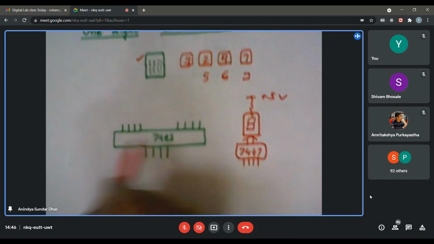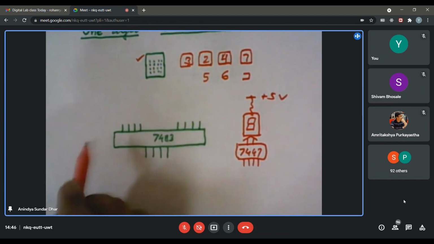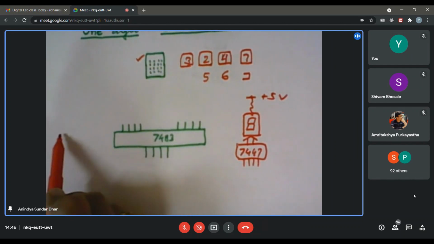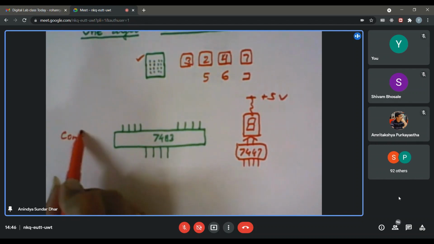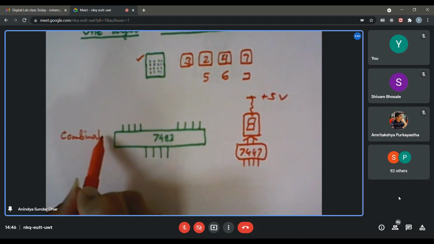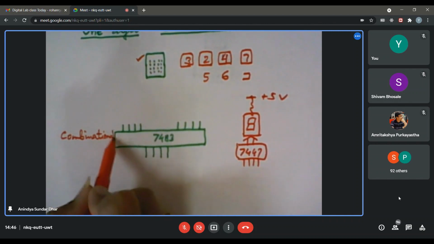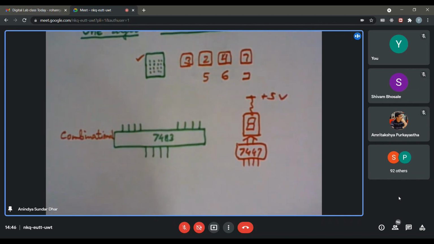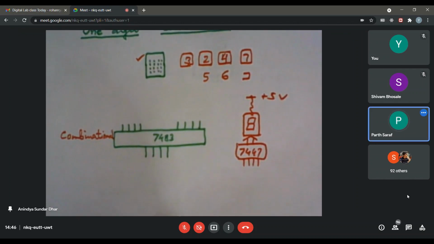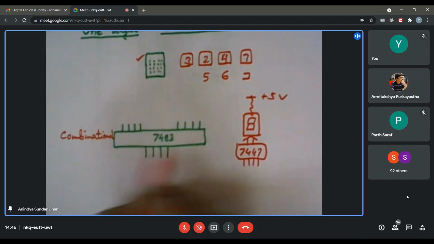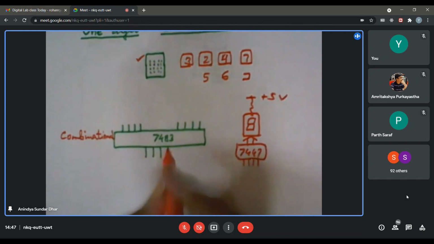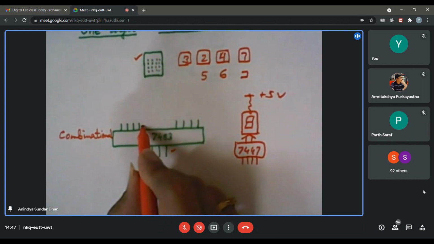Right. Now 7483 is basically a combinational circuit. You know what is meant by combinational circuit, right? In your theory class, I think it must have been discussed. So how do you define a combinational circuit? Anyone can unmute and say? The output depends only on the present values of the input. Right. So 7483 is basically a combinational circuit, so the output will depend only on the present input.